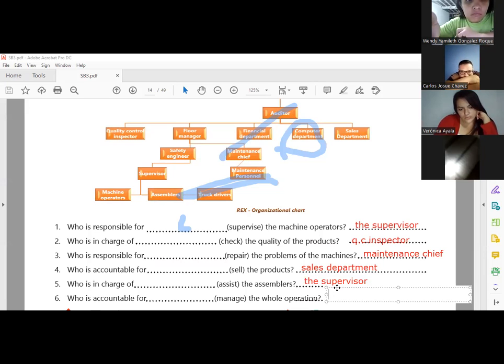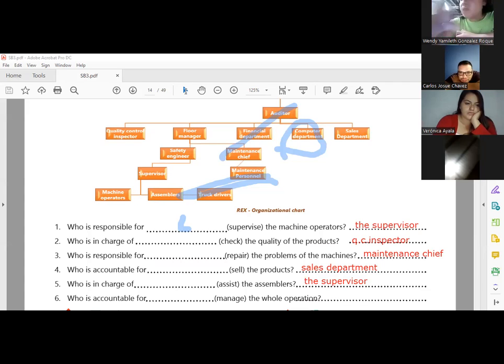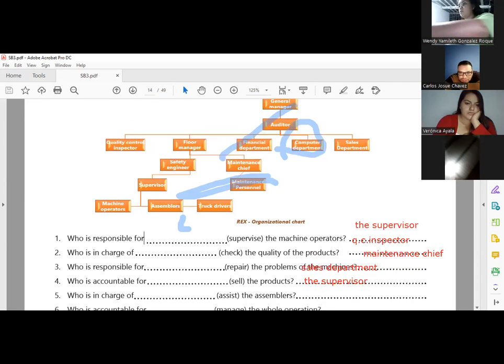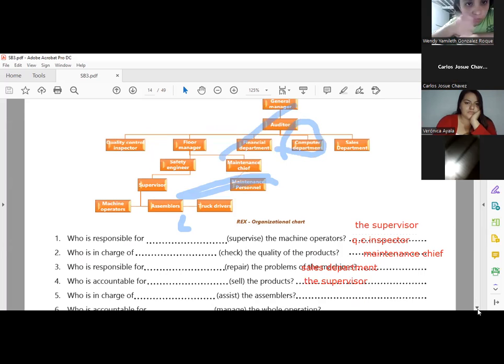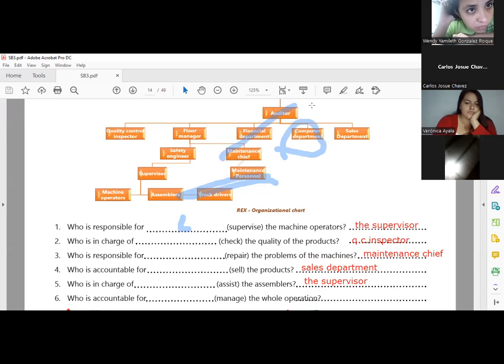Who is accountable for managing the whole operation? Okay, give me 1 second. To answer this one, we're gonna go a little bit up. And you find it there, over here. That one is the general manager. This is the one, okay? Who is in charge of the whole operation? Because it's the one that is on the top, doing everything, right? That's the general manager.